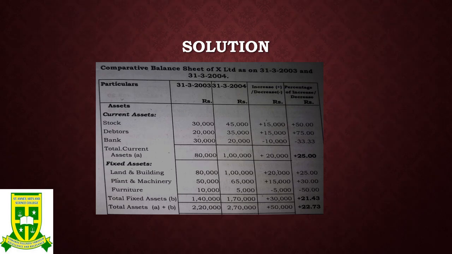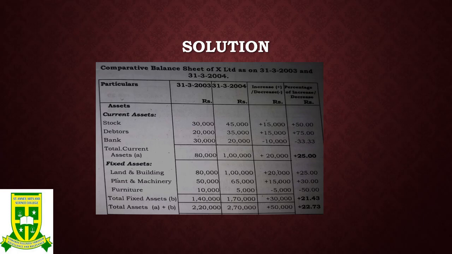So the total of current assets is 80,000, 1 lakh. Again, it has been increased by 20,000. 20,000 divided by 80,000, you will be getting plus 25. Now, the total current assets has been found out. Next one is fixed assets. Under fixed assets, we are having furniture, land and buildings, and plant and machinery.